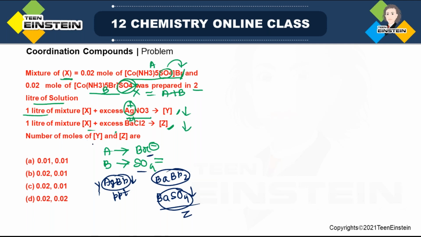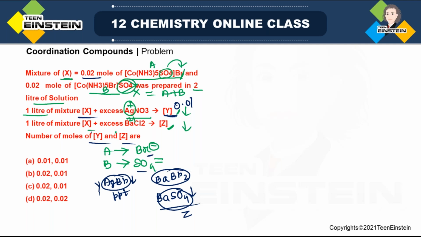And it is asking the number of moles of Y and Z. Now you have taken 0.02 mole in 2 liter solution. That means in 1 liter solution, the number of moles is 0.01, half of 0.02. So if the moles of X is 0.01, obviously the moles of Y will also be 0.01, because it is 1:1. From 1 mole of X, you will be getting only 1 mole of Br minus.